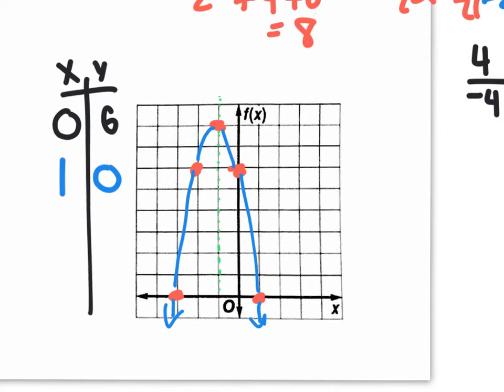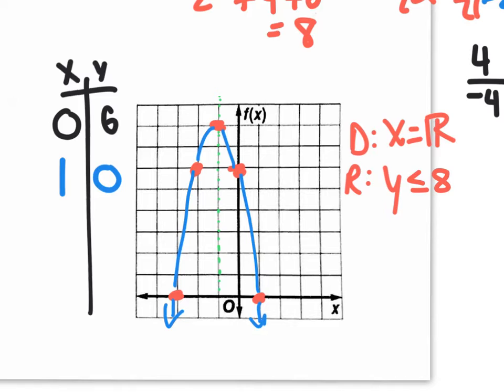However, let's state the domain and range just for kicks. The domain are your x values, and the domain of any parabola is x equals all real numbers. It doesn't matter if it opens up or down. The range values are your y values, and your y values run up and down. So this whole parabola is below a certain y value. What's that certain y value? Positive 8. So y has to be what? Smaller than or equal to 8. So you're going to say y is less than or equal to 8. I hope that makes sense.